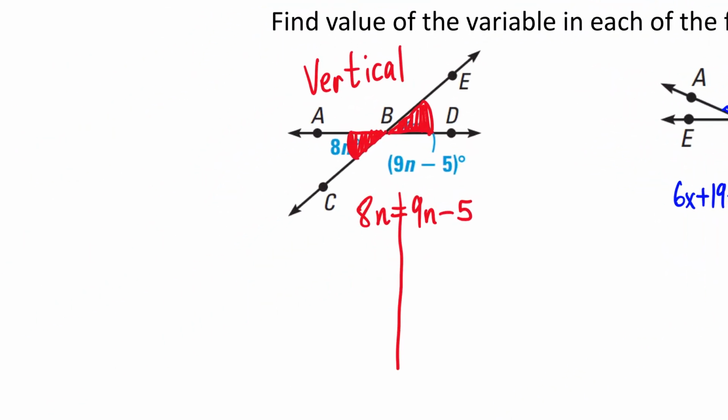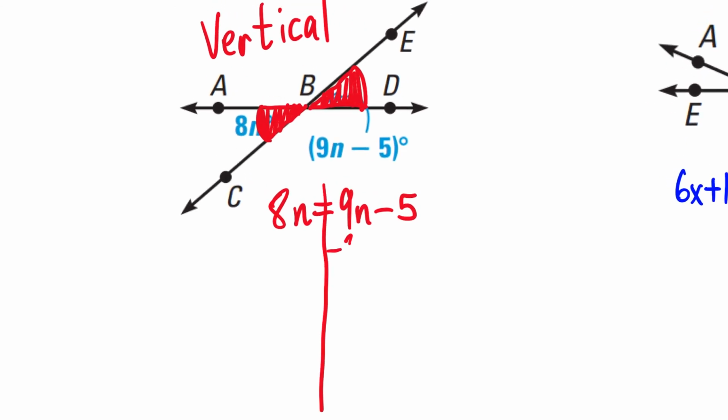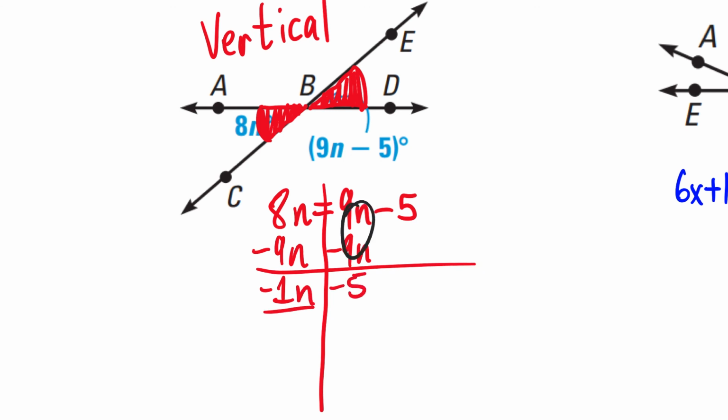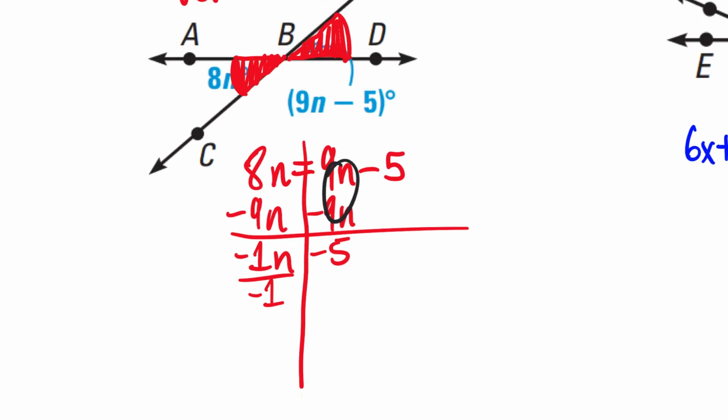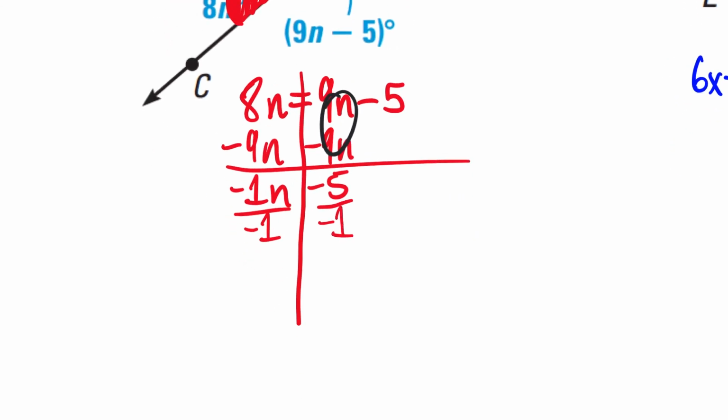Okay, on these last ones, all right, so on this one, a little bit weird, but I would subtract 9n from both sides on this one. It's going to give me negative 1n. This zeroes out and leaves negative 5. Divide by negative 1 on both sides. And that's going to give me n equals positive 5.